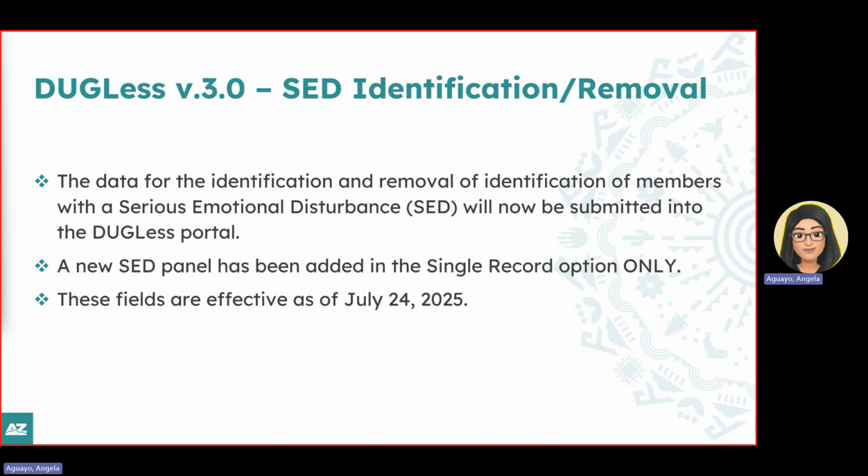So the major update was the addition of the SED identification and removal data. These fields are related to data for members with a serious emotional disturbance and will now be submitted through the DUGLess portal. A new panel of fields have been added, but only to the single record option. And again, these fields are effective as of July 24th, 2025.